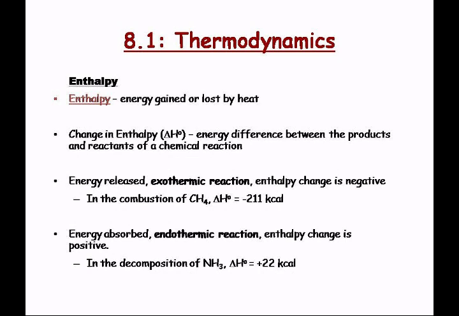Another way of stating the change in enthalpy is the energy difference between the products and the reactants of a chemical reaction. When energy is released as heat, this is known as an exothermic reaction. So we say that the enthalpy change is negative. In this case, what's happening? Our initial energy starting point is here. Energy level 1 is there. Energy level 2 is here.